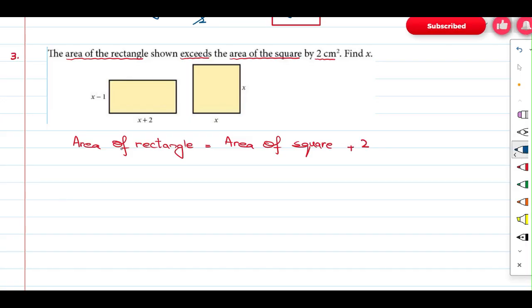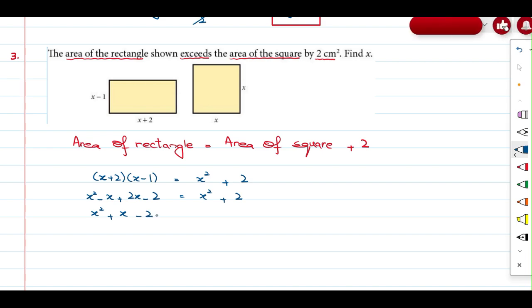So the area of a rectangle here is length times width, length is x plus 2, width is x minus 1. The area of a square is x times x, which is x squared, plus 2. Okay, we need to solve for x. Now let me distribute inside the brackets. x times x is x squared, x times minus 1 is minus x. Distribute 2: 2 times x is 2x, 2 times minus 1 is minus 2. This is equal to x squared plus 2. Now we have x squared, and minus x plus 2x is just plus x, minus 2. This equals x squared plus 2, right?